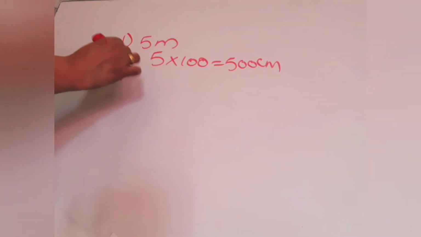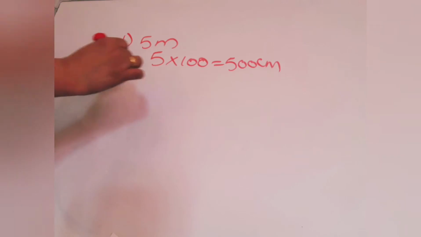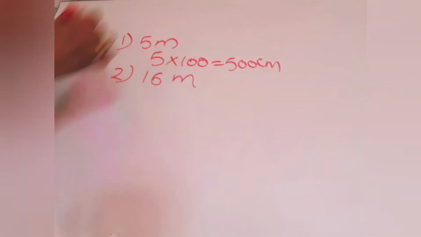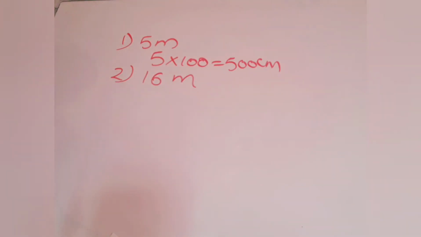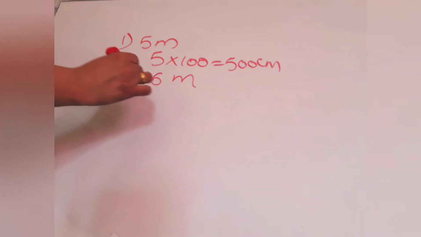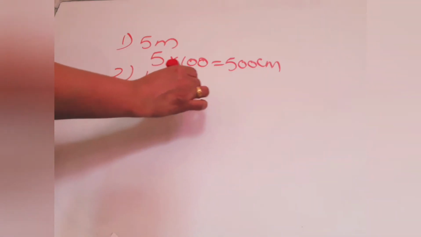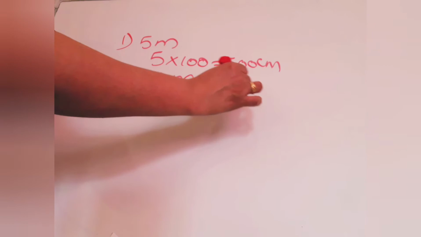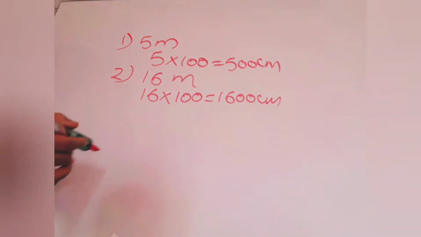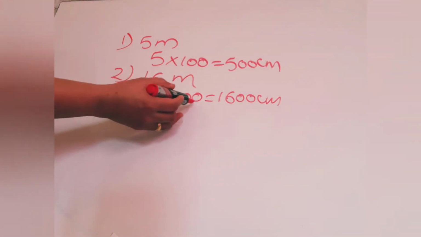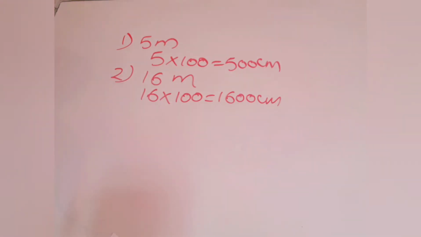Now, second question. If I give a 2 digit number, 16 meter. Very simple. Meter into centimeter, multiply by 100. So 16 into 100, we know that is 1600 centimeter. That means write 16 and at last you have to write 2 zeros.